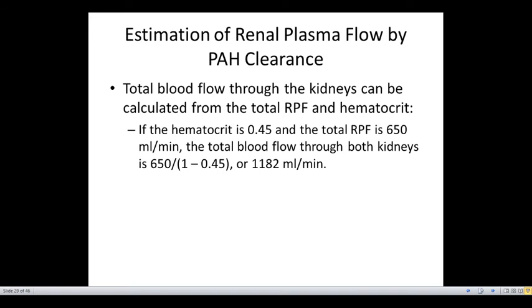Total blood flow through the kidneys can be calculated from the total renal plasma flow and hematocrit. For example, if the hematocrit is 0.45 and the total renal plasma flow is 650 milliliters per minute, the total blood flow through both kidneys is equal to 650 divided by 1 minus 0.45, or 1182 milliliters per minute.